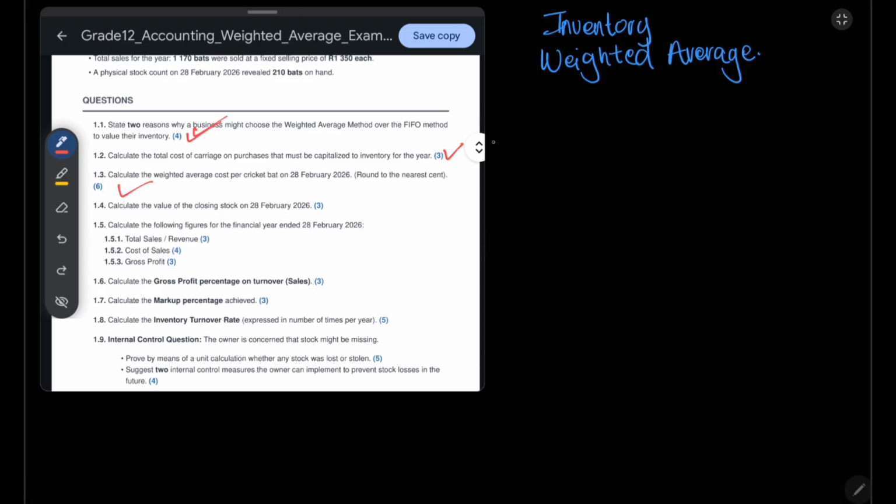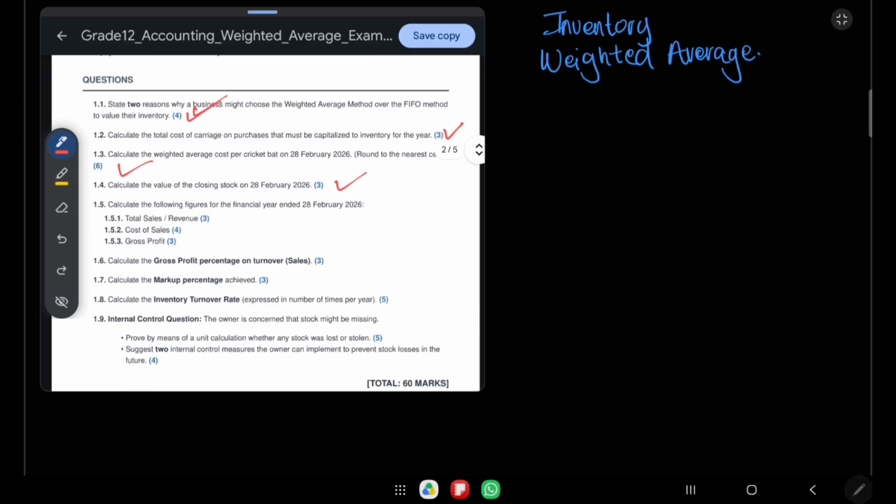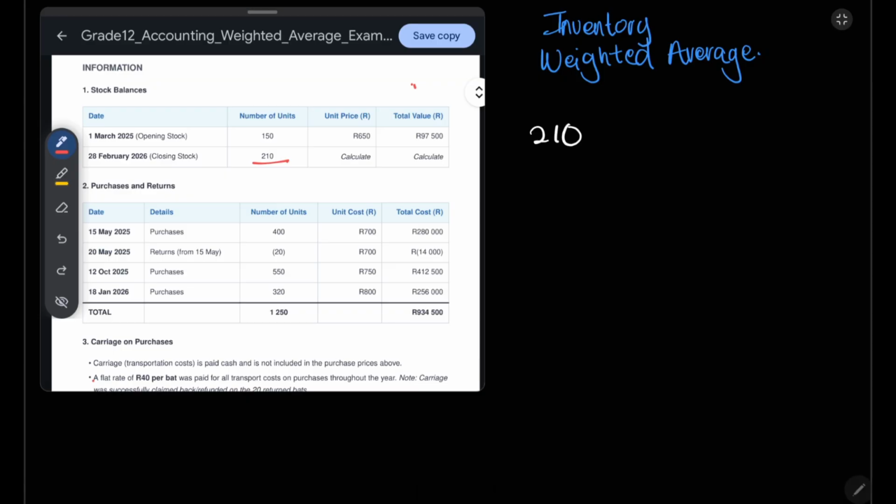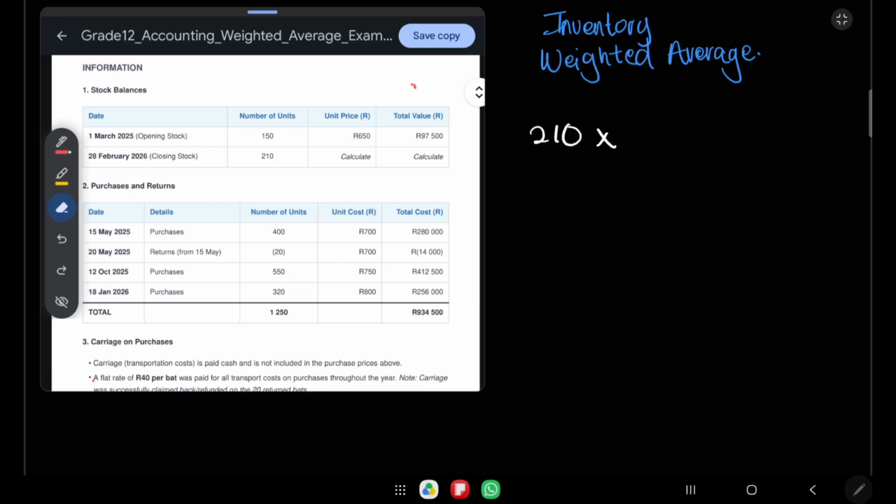We have 1.4, calculate the value of the closing stock on 20th of February 2026. Let's look at our table or our information. There's a closing stock, it's 210 units, right? So we have to see our 210 units times which cost price do you think we should use? Do you think we should use this unit price, or that one, or that one, or that one, or that one?